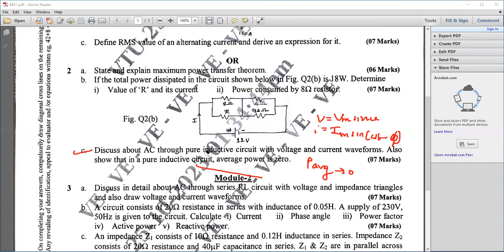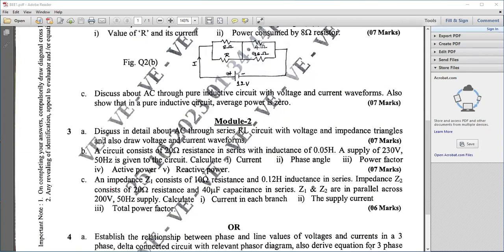So let me continue the discussion. So then question number 3A. That is also a direct question only. So in case of question number 3A, discuss the detail about AC through RL circuit.